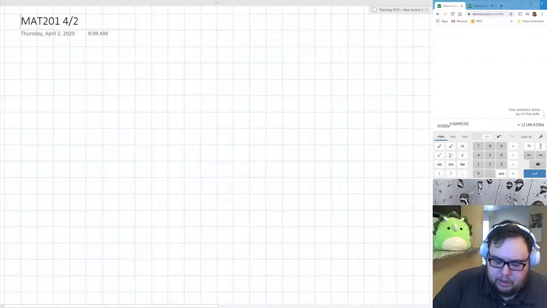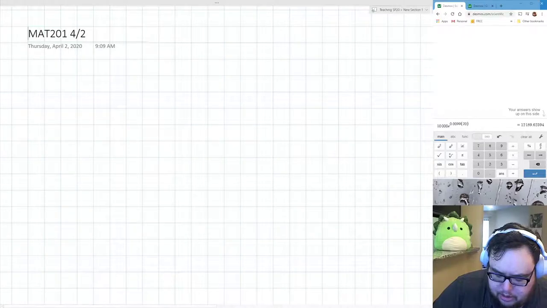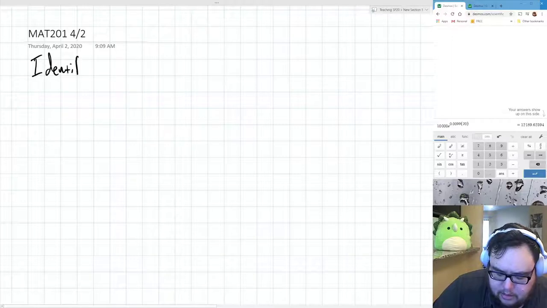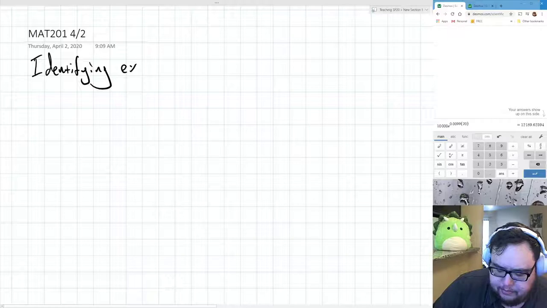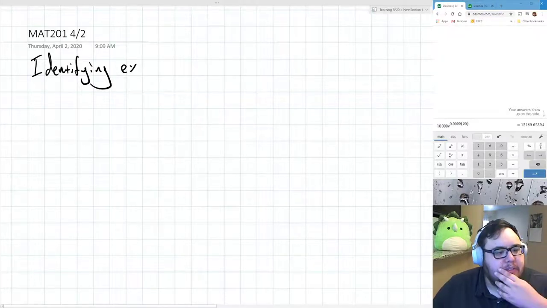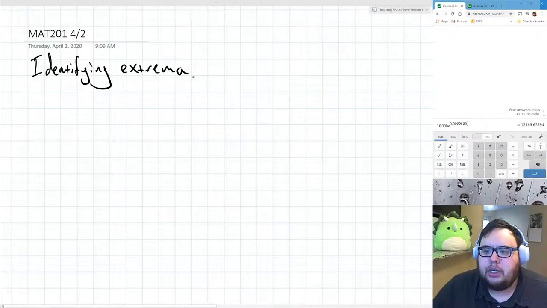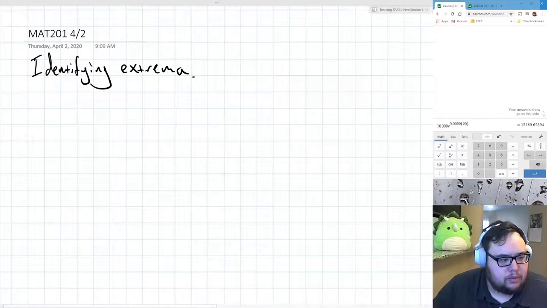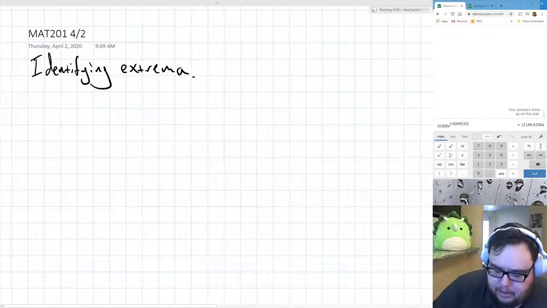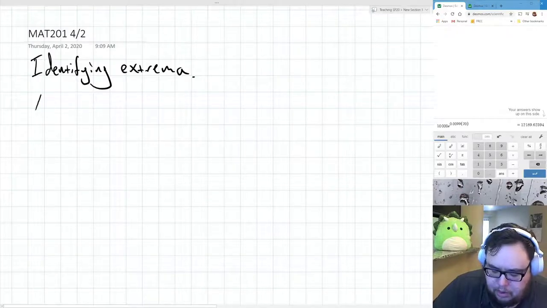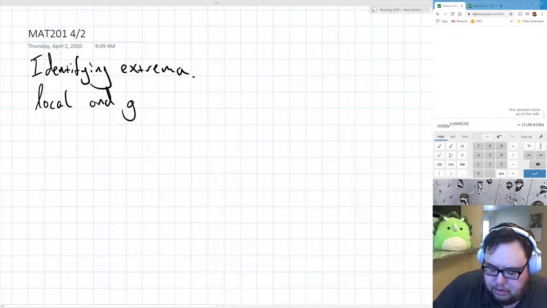Okay, so today let's start with talking about identifying extrema. We have a few different types of extrema that we see in calculus. We see both local and global extrema.